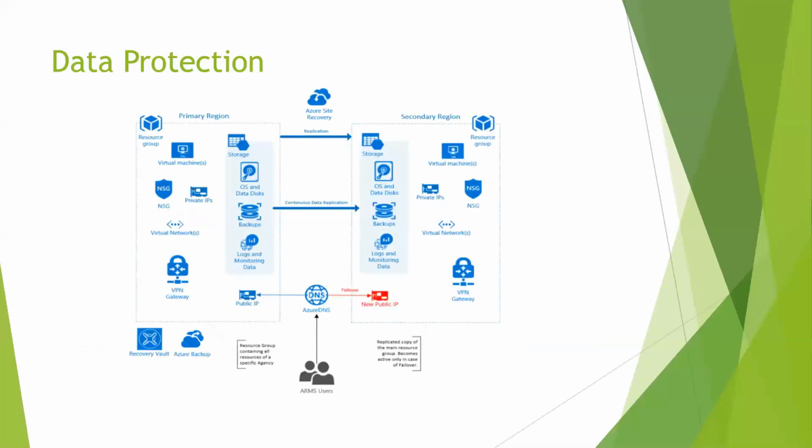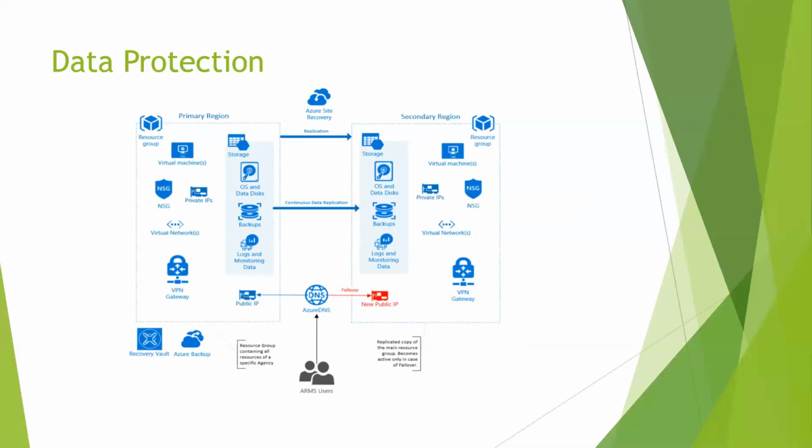This diagram shows you the layout of Azure with the primary region and the secondary region. On the left-hand side, we have the primary. On the right-hand side, we have the secondary. Inside of the primary region is your agency's resource group, and within all the dotted lines of that resource group are all the resources, such as virtual machines, storage, operating system and data disk, backup, private IPs, the virtual network, even VPN gateway, and IP addresses.